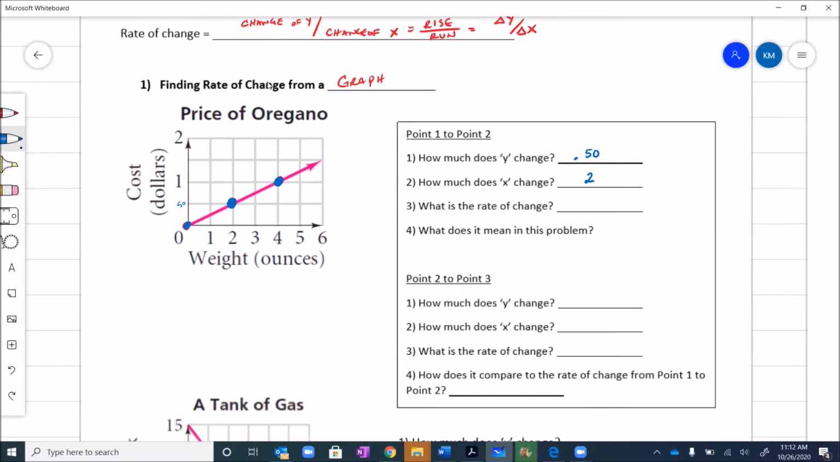What is the rate of change? Well, we could say 0.5 over 2, which I don't love, because 0.5 over 2, what does that mean? Okay, but what does this mean? It means that it costs 50 cents per 2 ounces of oregano.